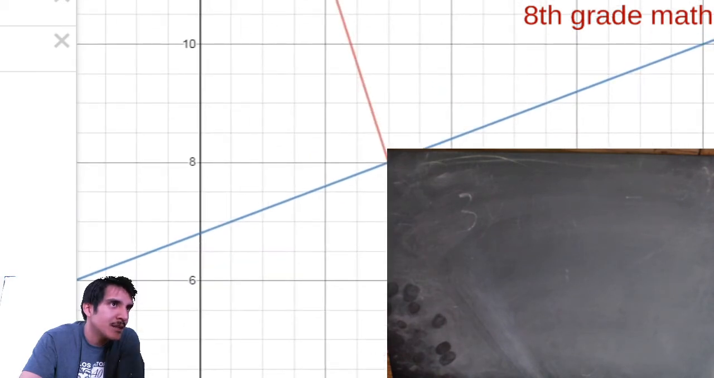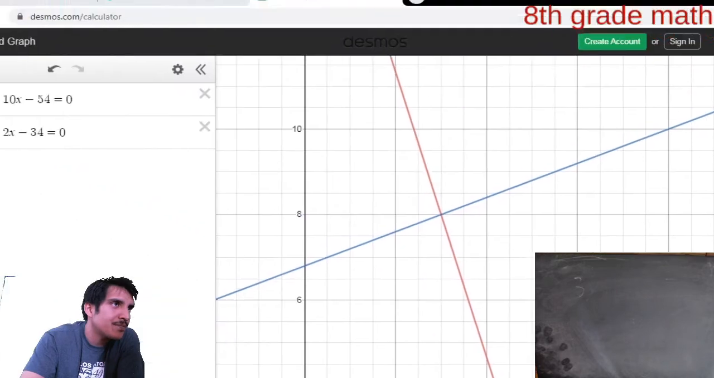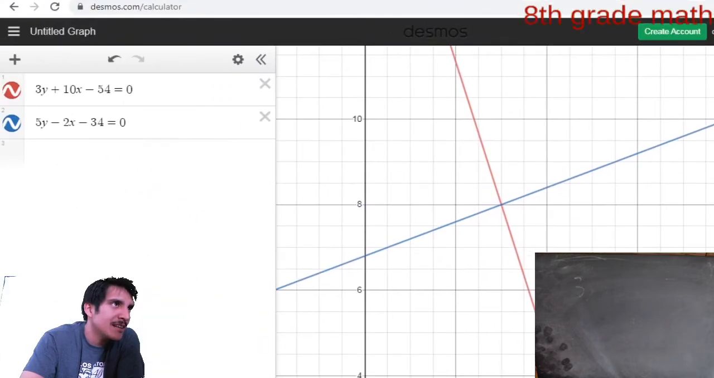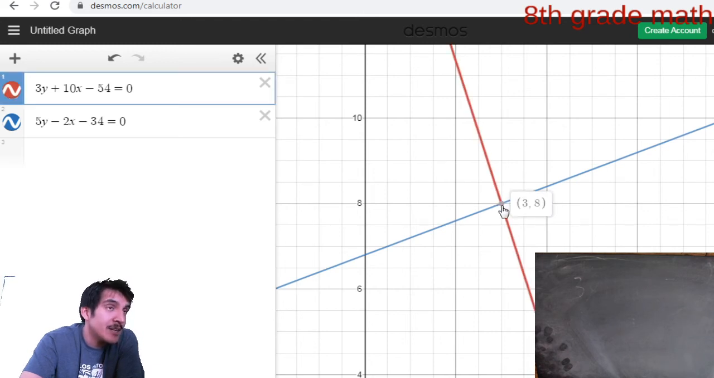Can you see them? No, I might have to shrink down my blackboard. Those are the two lines, and in fact, I have to shrink this down a little bit so that you can see the equations I typed in. I typed them in on the side, and as soon as I typed them in, they showed up on my graph. Go to this intersection point, hover over it, and then click it. If you click the intersection point, it's going to tell you the numbers of it.